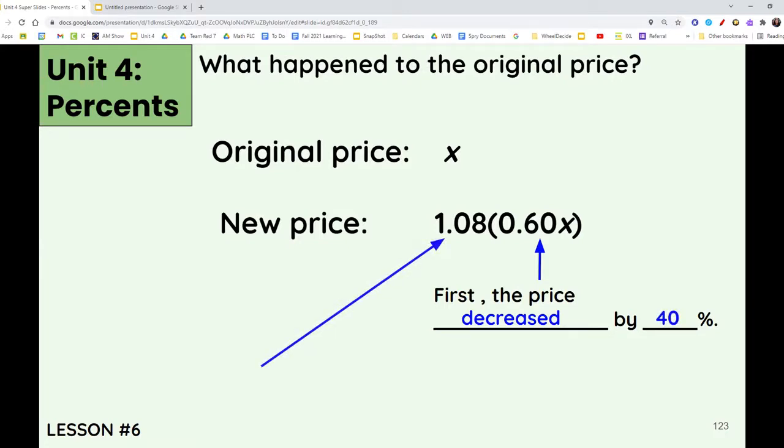Outside of parentheses, we're multiplying by 1.08. Would that make the price increase or decrease? That would make the price increase. By what percent? By 8%.